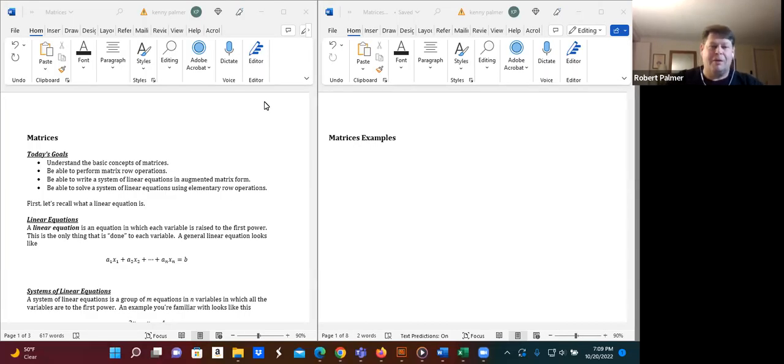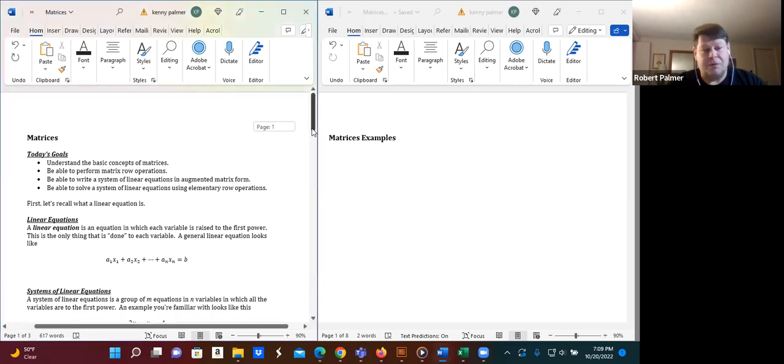Hello, everyone. Welcome back. Today, I'm going to talk about matrices and explain what they are, where they come from, and why they're useful. So our goals will be to understand what matrices are, the basic concepts, be able to perform what are called matrix row operations, be able to write a system of linear equations in augmented matrix form, explain what that is, and also be able to solve a system of linear equations using elementary row operations. So let's get started.